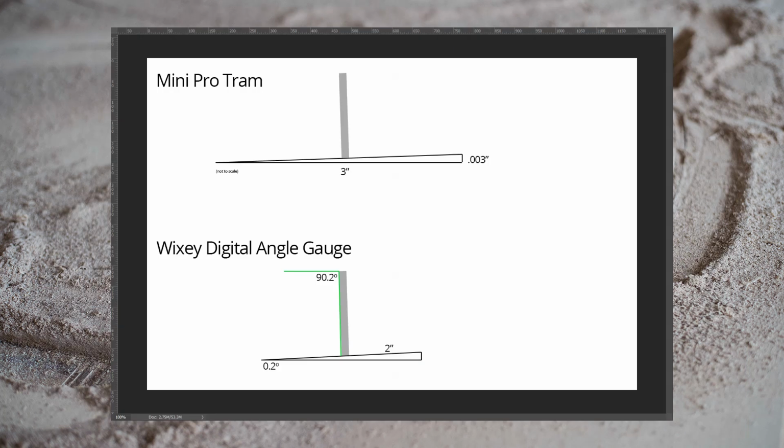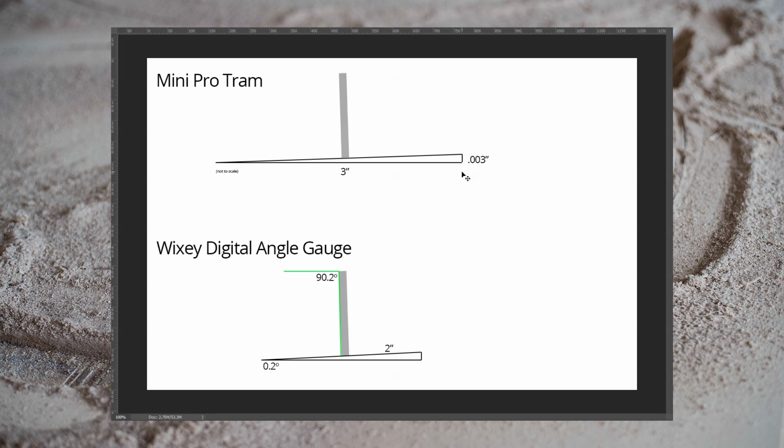So let's take a look at what these two readings are telling us. The Mini Pro Tram system tells us that across the 3 inches that it measures, there is a 0.003 inch deviation in the heights that its two dial indicators are reading. The digital angle gauge is telling us that we are 0.2 degrees off from having a perfect 90 degree angle. Though they're measuring the same thing, these two readings are not directly comparable.